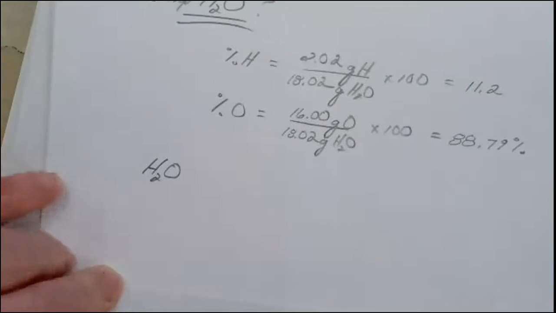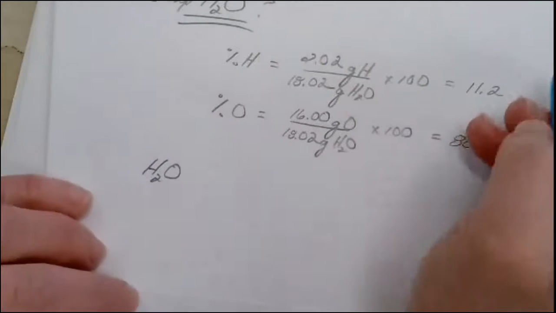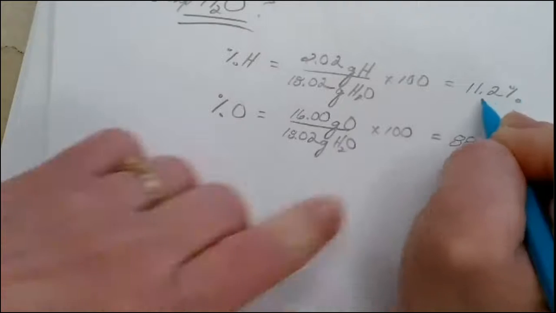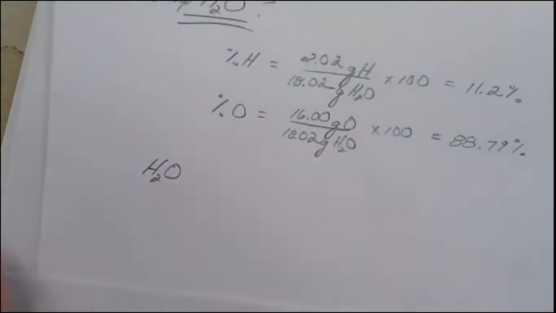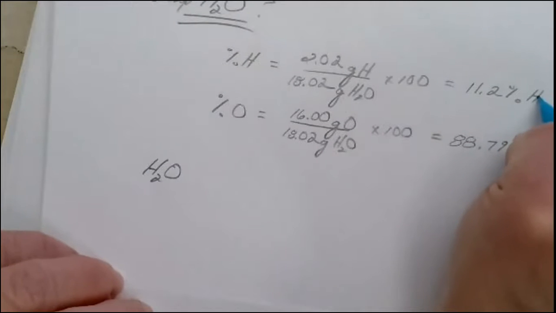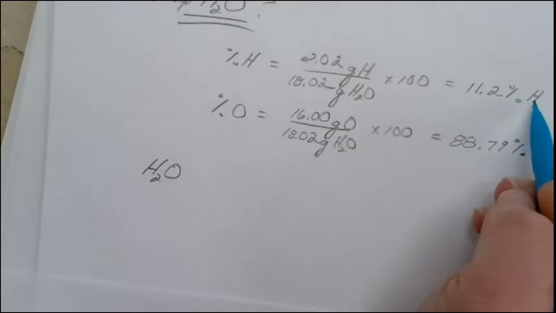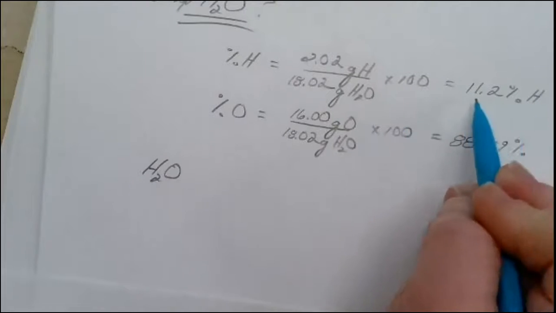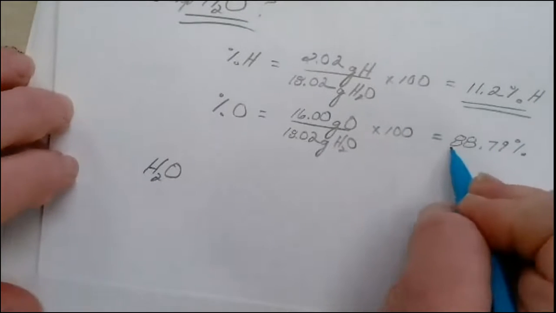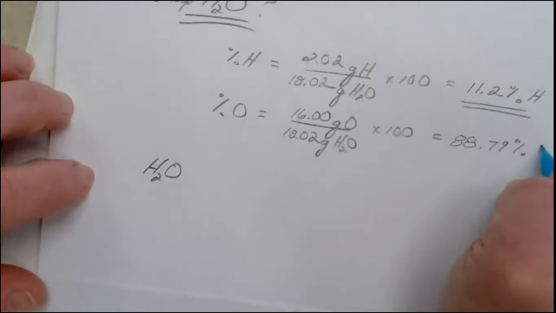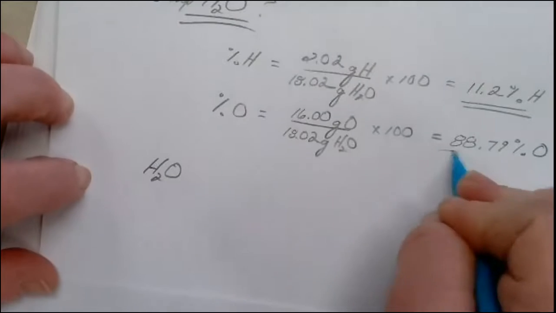We multiply by 100. The 100 does not limit our sig figs. That just got us to be a percent. So that's really an exact number. And it'll be percent. Well, percent of what? Hydrogen. Now, officially, it's the percent of hydrogen in water, but that's sufficient enough. And then 88.79% O.